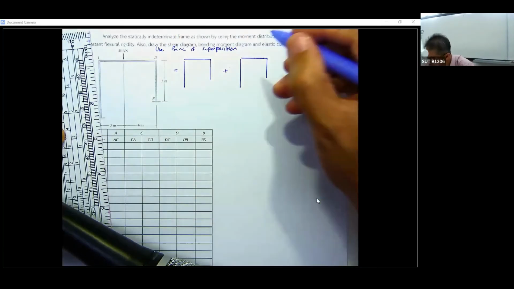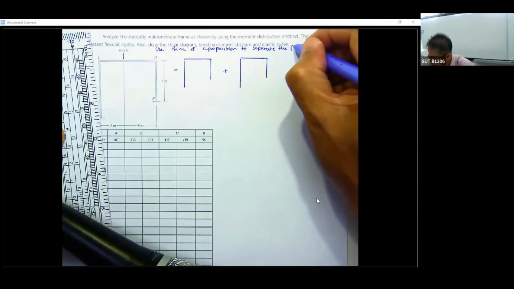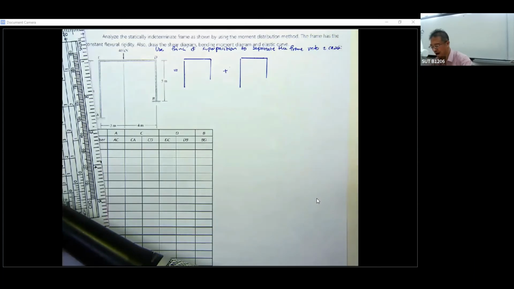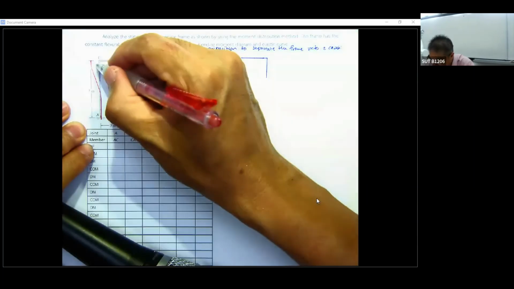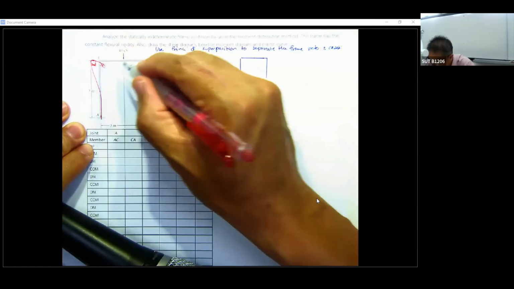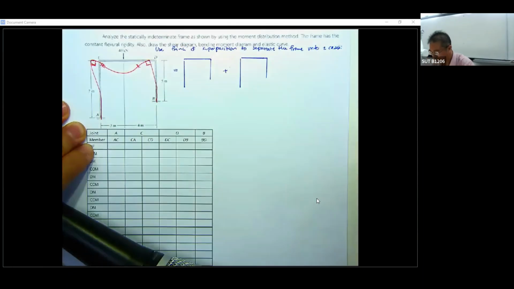Superposition. You may say use superposition to separate the frame into two cases, as shown here. And again, this is fixed. I believe the deflection is supposed to be something like this, and the angle here must hold to be in the normal angle, and this one will come and join like this.